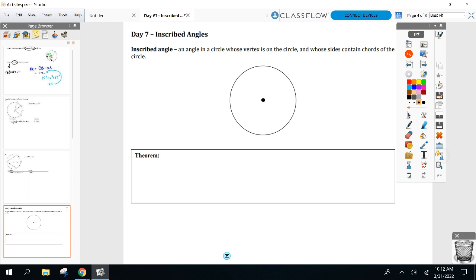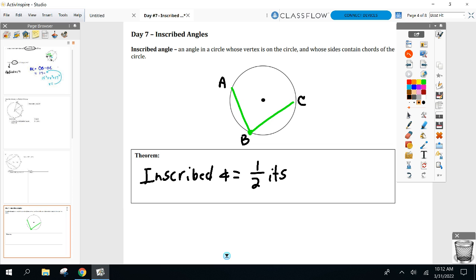All right, so let me go back to my diagram. How do I find the measure now? Okay, how do I find the measure of angle ABC? Here you go. Inscribed angle. Here's one of 3 theorems today. Inscribed angle. Remember, a central angle was equal to its arc. Inscribed, half its arc. All right? Inscribed angle is equal to half its arc measure.